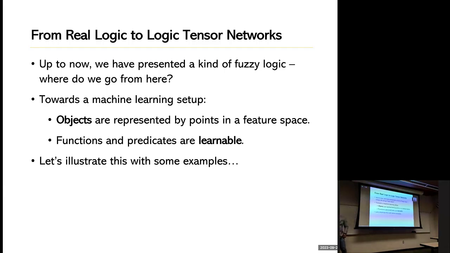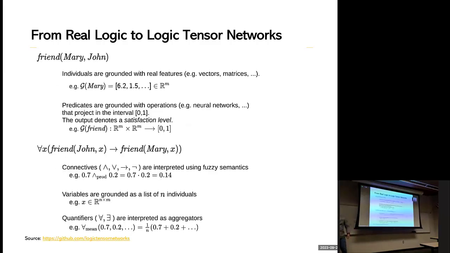So let's talk about some actual use cases of this and how it's been employed. We'll start with a simple example, this sort of friendship thing. Here we have an example where the grounding of Mary is this set of features in that vector. And then the predicate of G, being a friend, is going to be something, of course, that maps to 0, 1. Now we can look at: for all X, where John is a friend of X, then X is also a friend of Mary. You can work through these and come up with a fuzzy output just by using the functions.